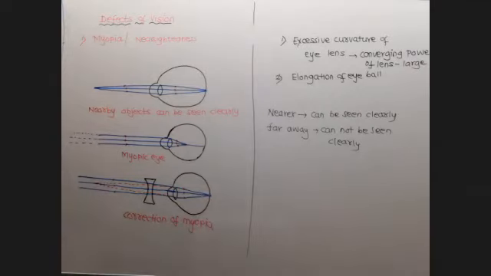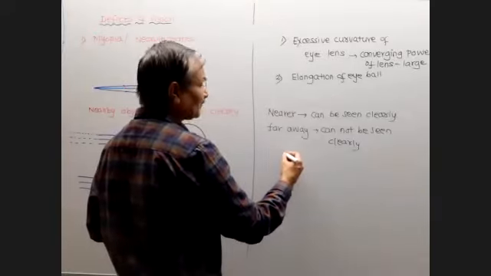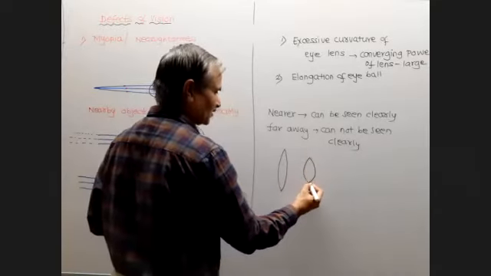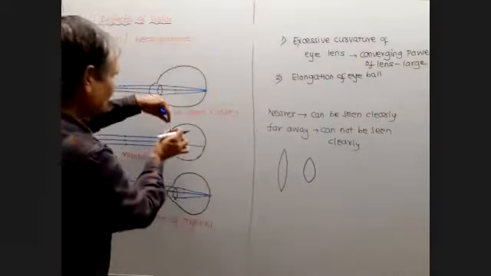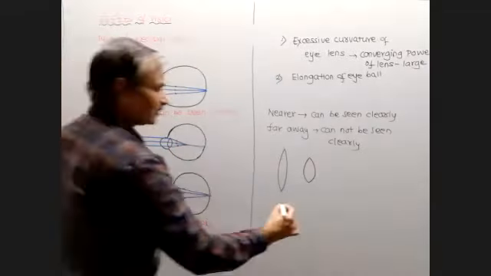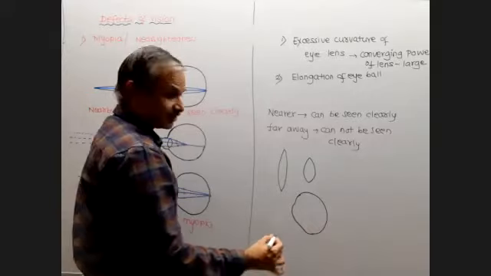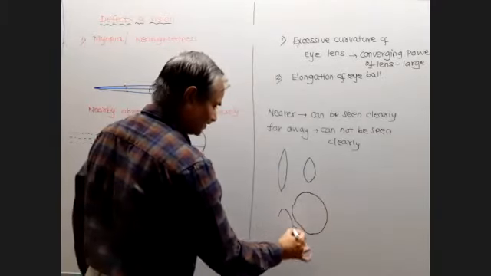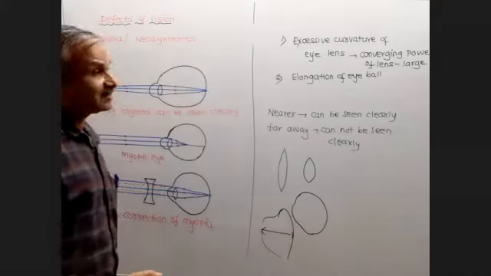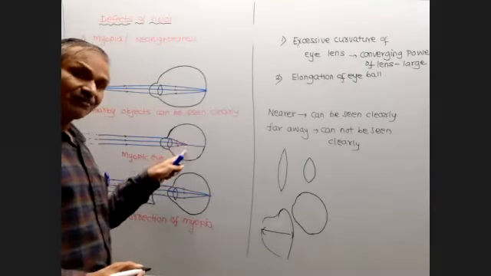The second reason for this is elongation of the eyeball. Look now. Elongation means it becomes elongated. Suppose this is the normal position. This is the elongated one. Since it becomes elongated, obviously this distance will increase. Suppose the normal distance is like this. Now suppose it elongates, like this. Then the distance between the lens and the retina will obviously increase. So that is why the rays after refraction will fall before the retina.